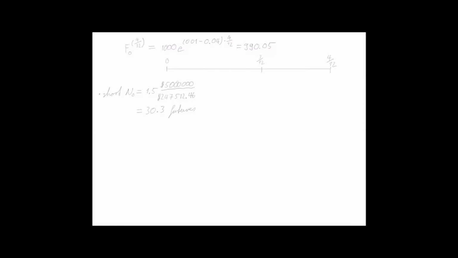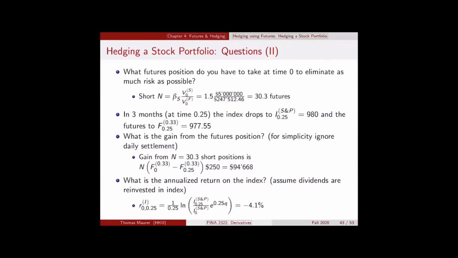Now the next thing which we want to look at is how well our hedging position works if in 3 months the S&P 500 index drops from 1,000 points to 980 points. First of all, we could compute again what the futures price is. I already give it here in the question, it's 977.55 index points. But we could compute this again as the price of the underlying asset, 980 index points of the S&P 500, multiplied by e to the power of, and we assume the risk-free rate is still 1%, minus the dividend yield, which is still 4%, but now there's only 1 month left to maturity.